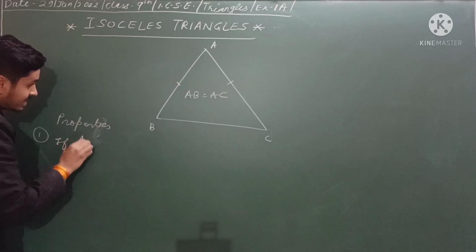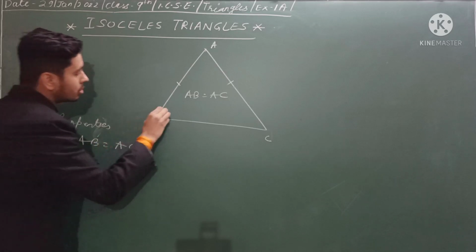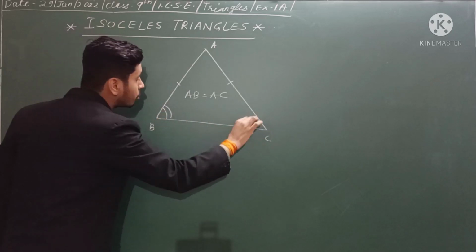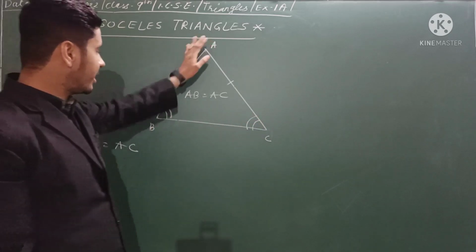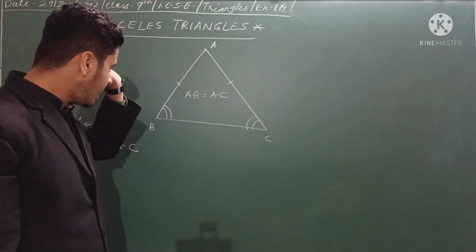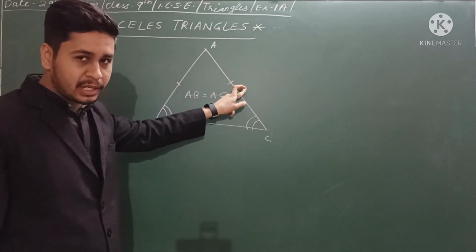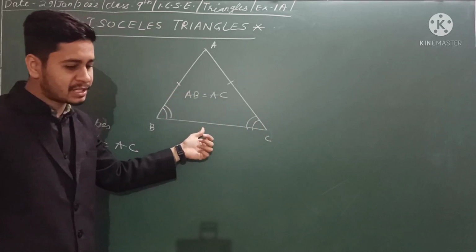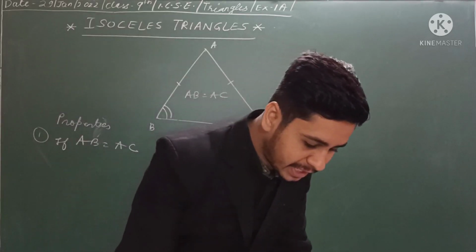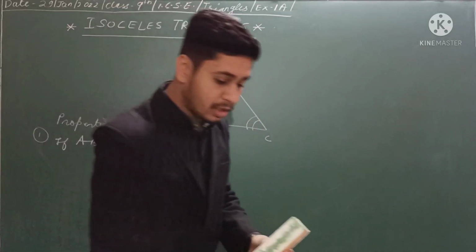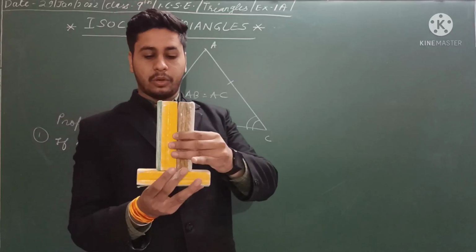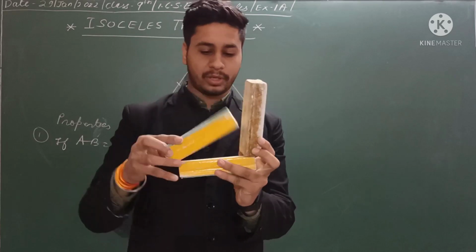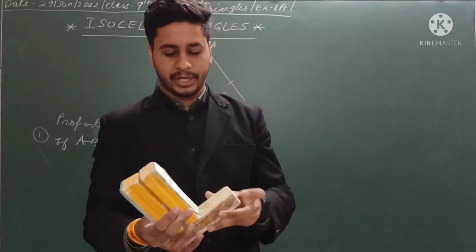So if AB is equal to AC, then the angles subtended by these two lines will also be equal. I repeat, in an isosceles triangle, if AB is equal to AC, then the angles subtended by these two lines on the base will be equal. Say, for example, if I am taking these three dusters, like this, and as these two dusters are the same, just hold it in such a way.